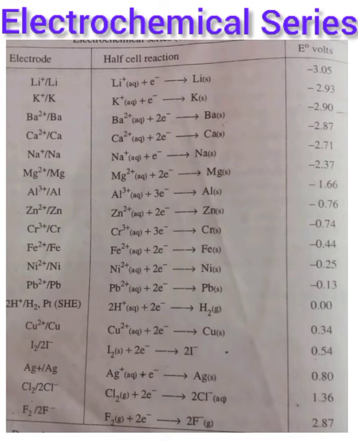For example, zinc and copper. The value of standard reduction potential of zinc is -0.76. Then copper, the value of standard reduction potential of copper is 0.34. Zinc is lying above copper, so zinc is more reactive. So zinc displaces copper from copper sulfate solution, while copper does not displace zinc from zinc sulfate solution.